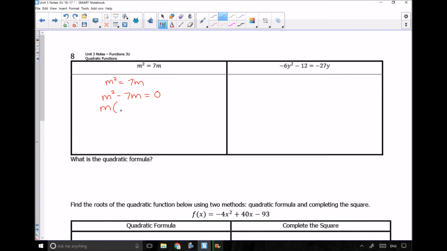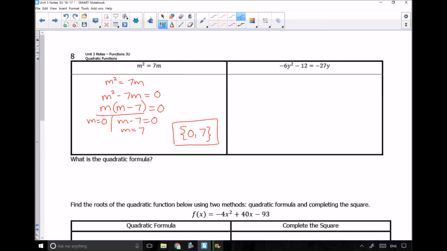I'm going to factor out an m. When I factor out an m, I have an m left over minus 7 equals 0. So here's my first factor. Here's my second factor. So m equals 0 or m minus 7 equals 0. Well, m equals 0 is already solved. When I solve m here, I get 7. So therefore, my solutions would be 0 and 7.